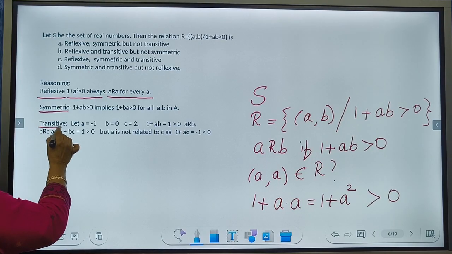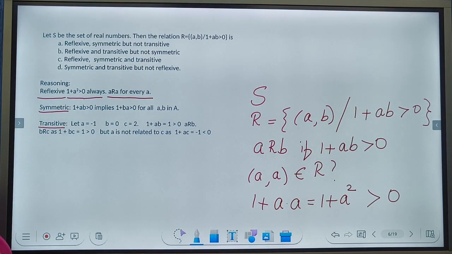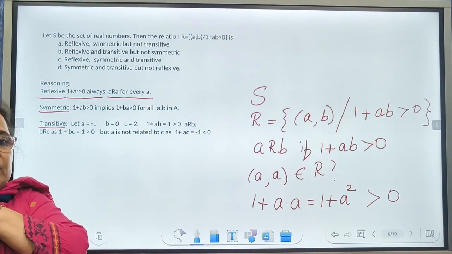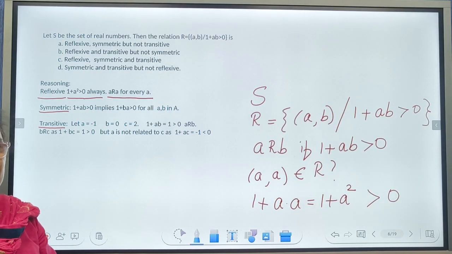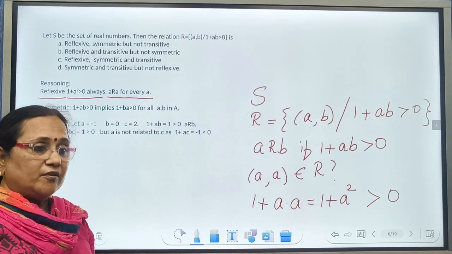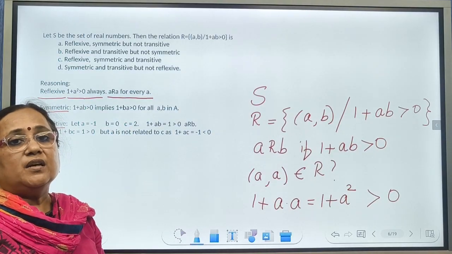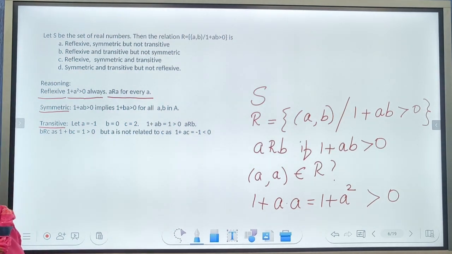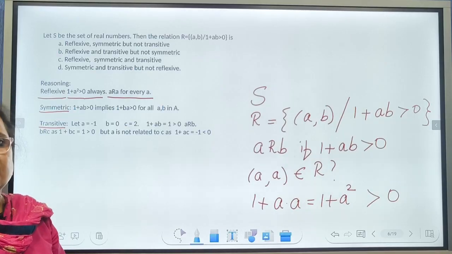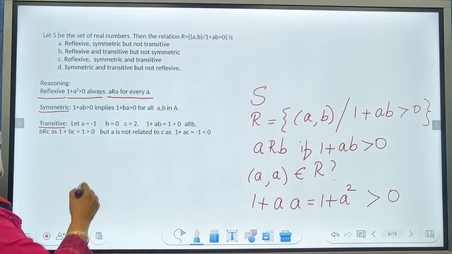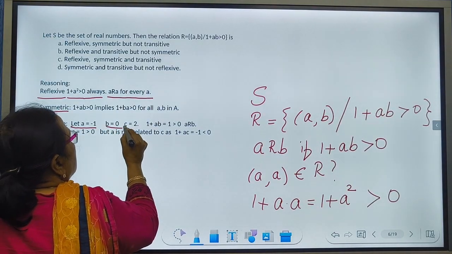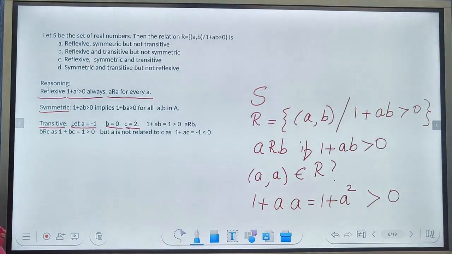Now what about transitivity? Okay. Now to say something is not true, I have told you that you have to come up with a counter example. So you have to play with numbers, check for different choices of ABC, check where it is working and where it is not working. If it is not working for even one choice of ABC, then it is not transitive. So I have chosen A equal to -1, B equal to 0, C equal to 2. Now let us verify whether it is transitive.